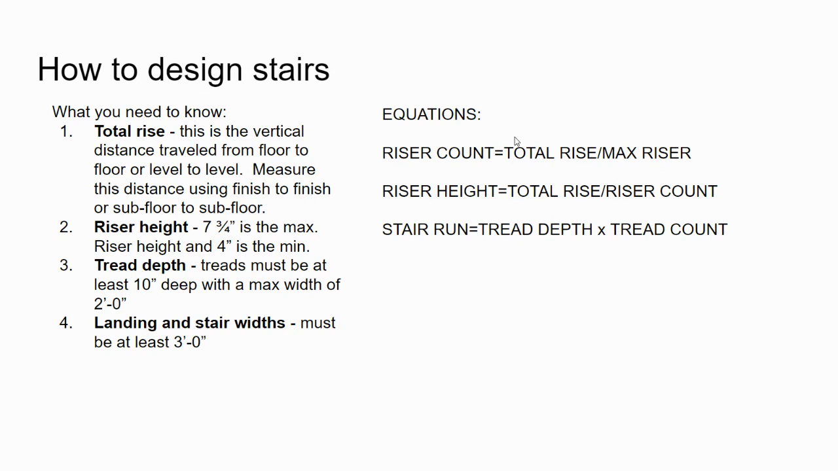Here are the equations we're going to be using to calculate those riser counts and riser heights and tread depths and our total run of the stairs. So to get riser count, you need to know what the total rise is first, and then you divide that by the maximum riser height that you're allowed. That's going to give you your minimum number of risers needed. Then to get riser height, you would take your total rise again and divide that by your riser count that you came up with by this equation. And then to get the stair run, you would take your tread depth times the tread count. And the tread count, by the way, is always one less than your riser count.